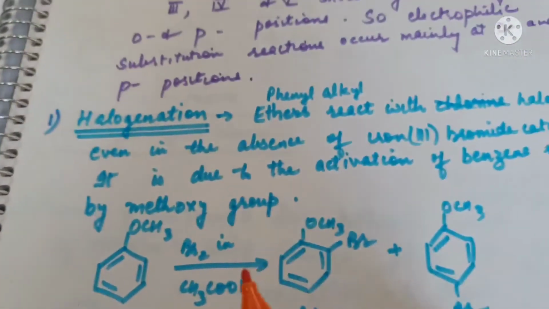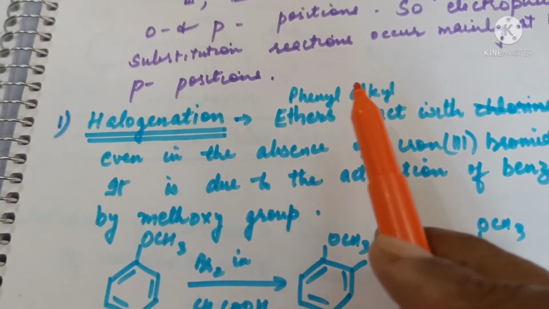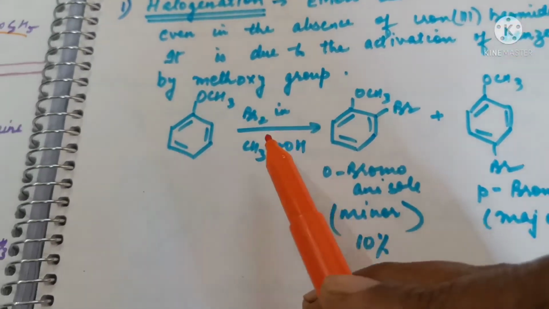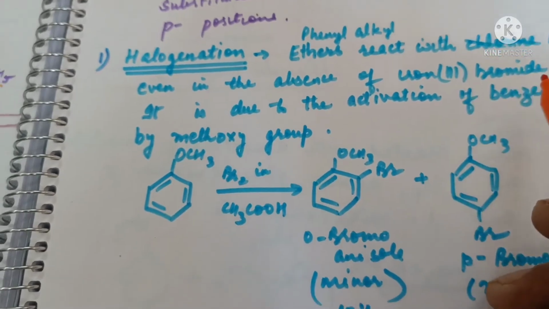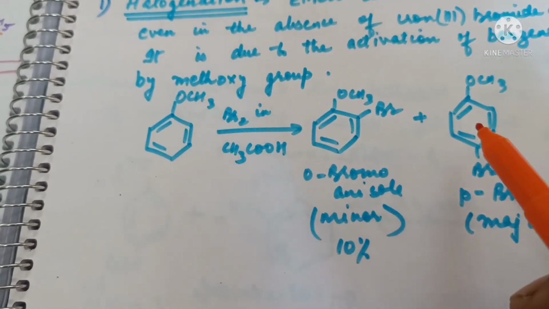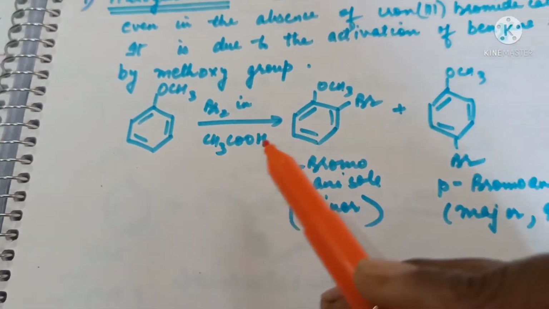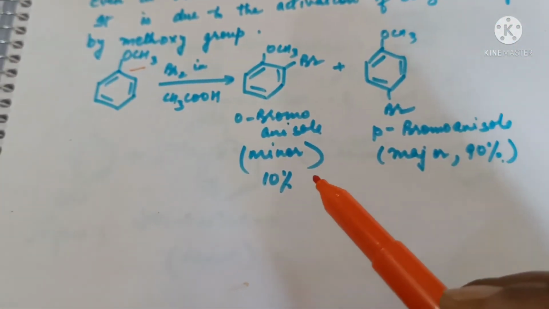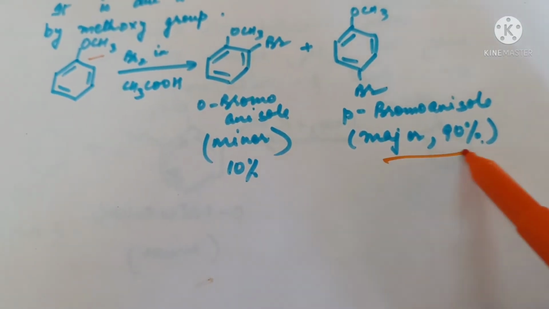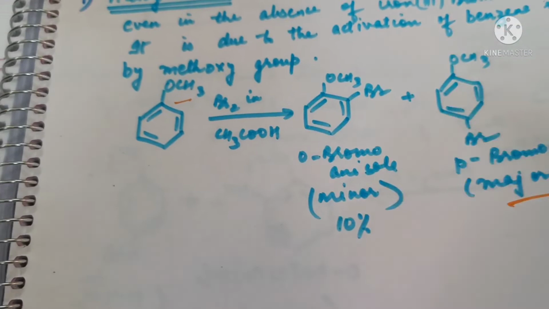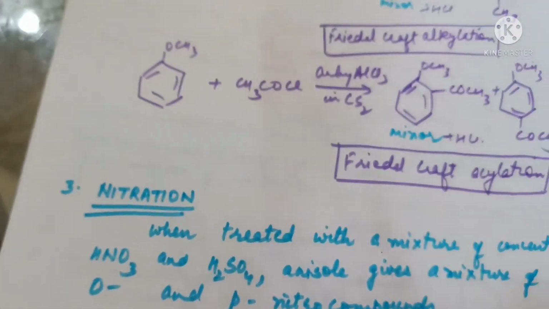For example, halogenation. When phenyl alkyl ethers react with halogen, even in the absence of iron bromide, they will undergo bromination at the ortho and para positions. This is because this group activates the benzene ring and the reaction occurs. The para product is the major product. So para bromoanisole and ortho bromoanisole are formed.